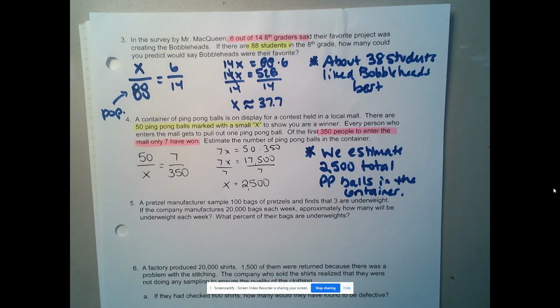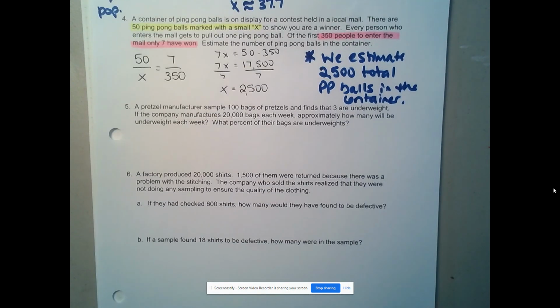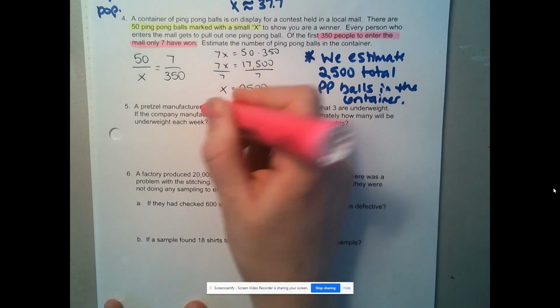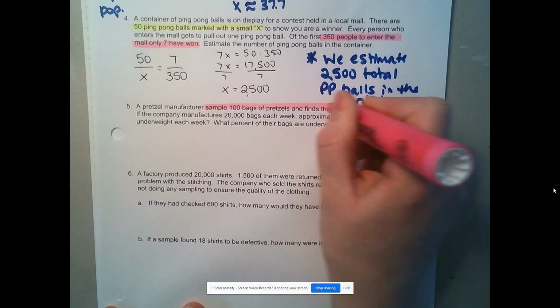All right. I like the next question because this kind of stuff fascinates me. I love watching television shows about this kind of stuff. A pretzel manufacturer samples 100 bags of pretzels and finds that 3 are underweight.